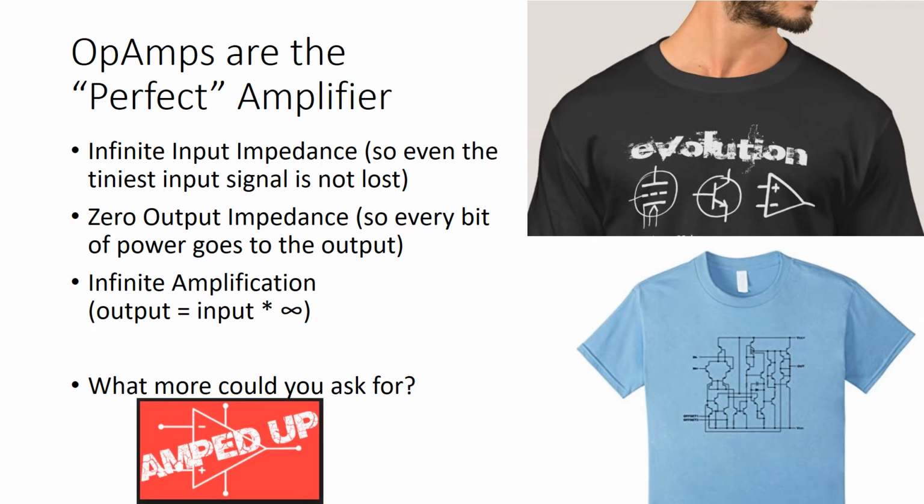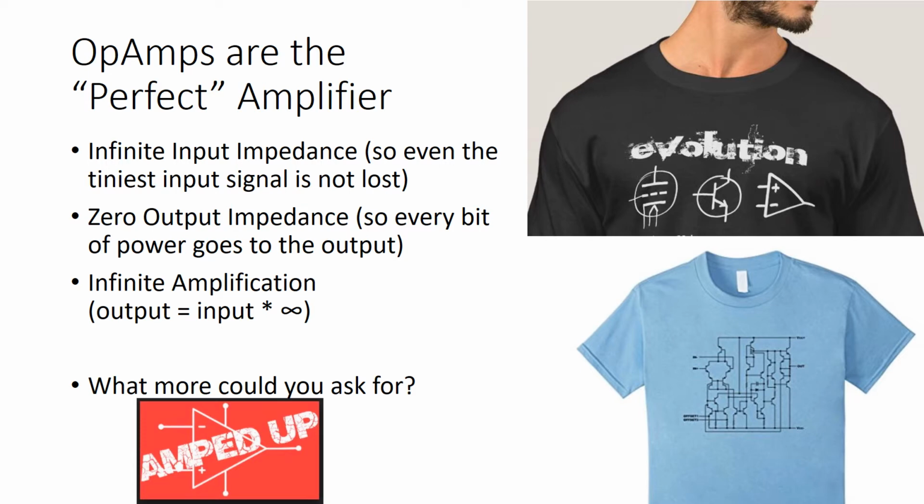Also, it has a zero output impedance, so every bit of power is not wasted on the op-amp. It all goes to whatever it is you're driving, a computer, a sensor, or maybe even speakers in an amplifier system for audio. And then the third thing is that if I were going to build a perfect amplifier, why not just give it infinite amplification? Whatever the input is, just multiply it by infinity, and that's what the output is.